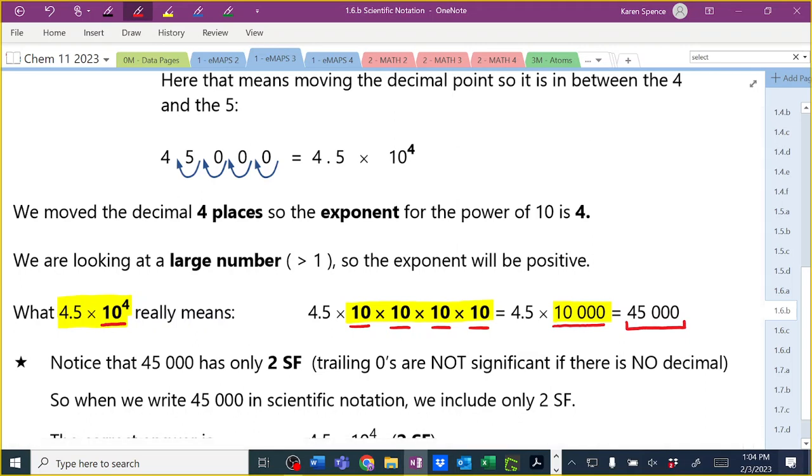Now we're going to talk a little bit about sig figs, because our original number, 45,000, remember, non-zero digits are significant. So the 4 is significant, the 5 is significant. Now we have some zeros which are to the right. And remember, zeros at the beginning, no. In the middle, yes. On the right, maybe. So maybe these are significant.